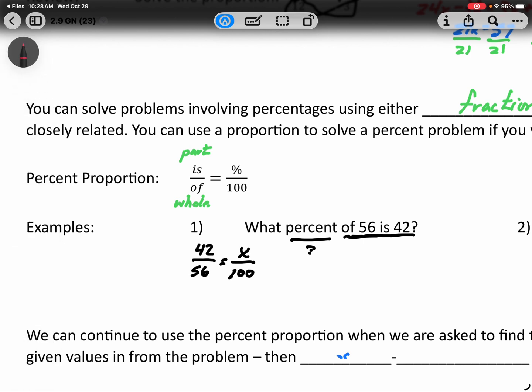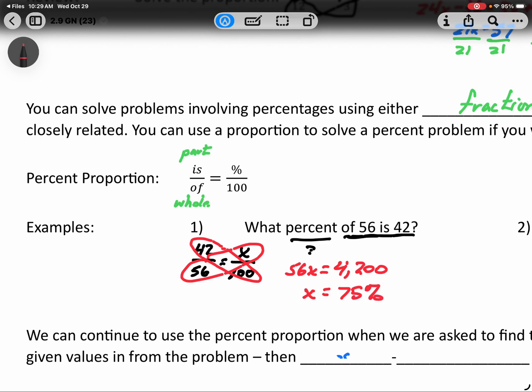The format should look familiar. It should be like, oh yeah, that's a proportion. They're set equal to one another. So I ought to be able to cross multiply, and that is correct. So I cross multiply and it sets up a one-step equation. I end up with 56x equaling 4,200. Then I divide both sides by 56, and that's going to give me my percent, which ends up being 75%.